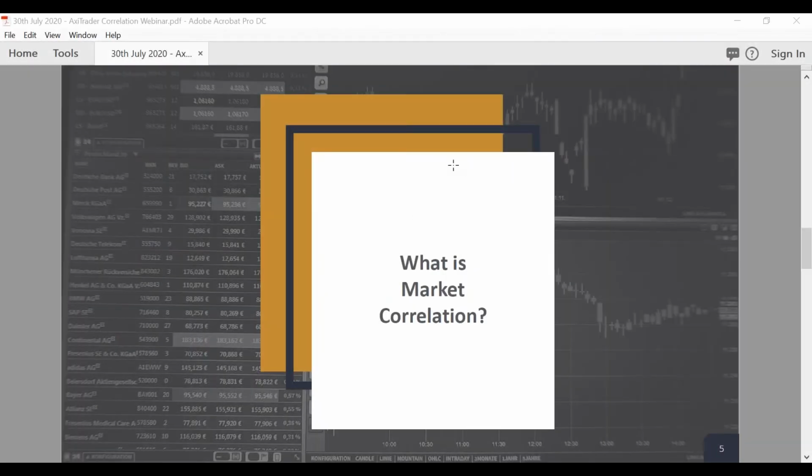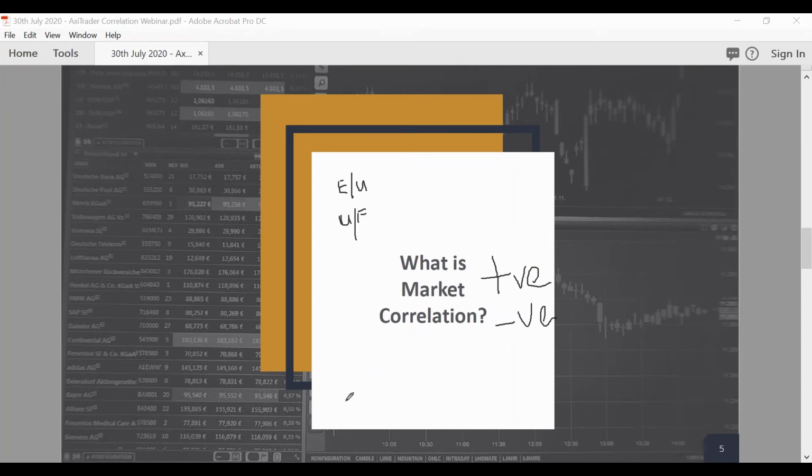What is market correlation? Market correlation means that if I have EUR/USD, for example, and maybe I have USD/CHF. I'm not writing so much because my mouse kind of sucks again. But there are two kinds of market correlation: positive market correlation and negative market correlation.